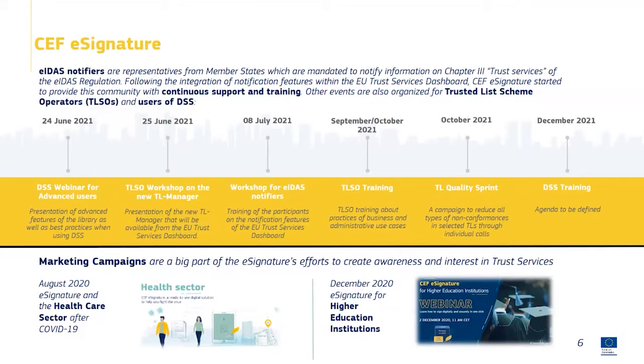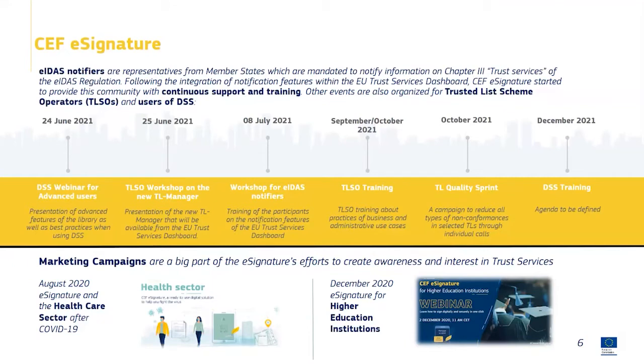About all the events that have been organized so far. On the 24th of June, there was the DSS webinar for the advanced user, because previously there was a DSS webinar, a kind of introduction to this library. During the DSS webinar for advanced users, the advanced features of the library were presented, as well as the best practices when using DSS.